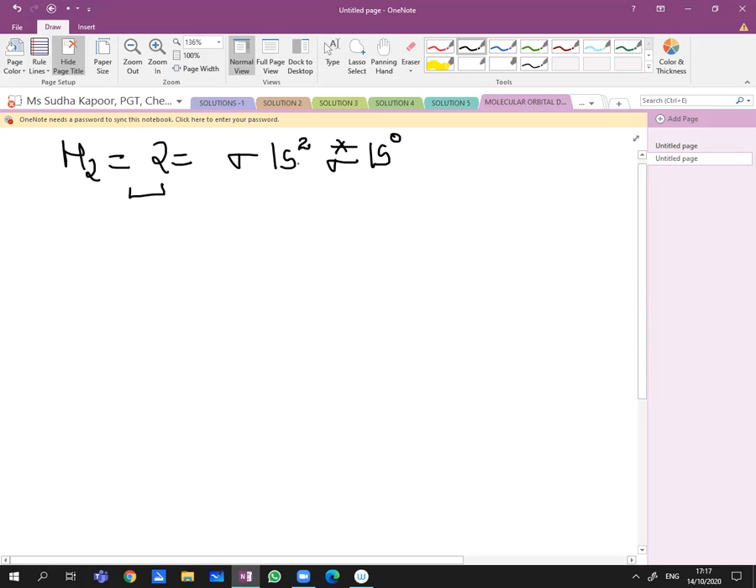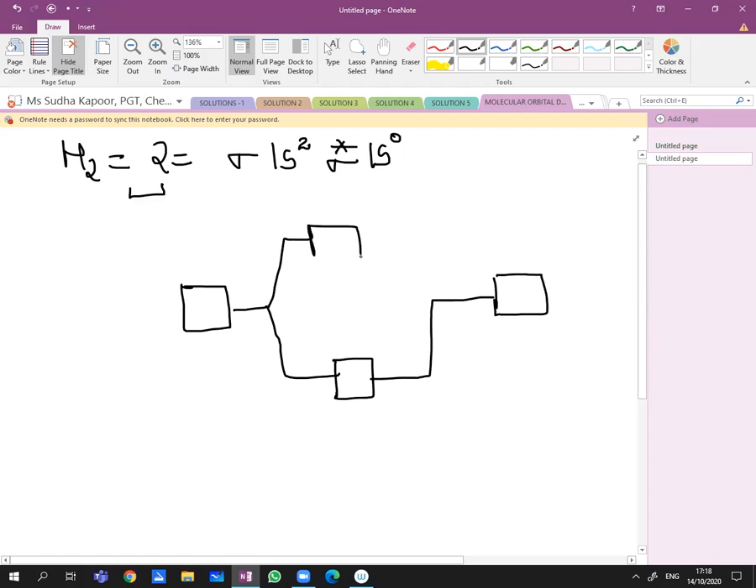Now, along with writing the configuration for a molecule, we have to draw the diagram also. How to draw the diagram? Draw the atomic orbitals on the sides and the molecular orbitals in between. The bonding orbital must have the lower energy and the anti-bonding the higher energy, like this. Drawing the diagram is also a very important part here. This is the atomic orbital, this is the atomic orbital, this is the molecular orbital, and the energy goes from bottom to top, that is, the energy is increasing. We will write the energy with an arrow in the upward direction.